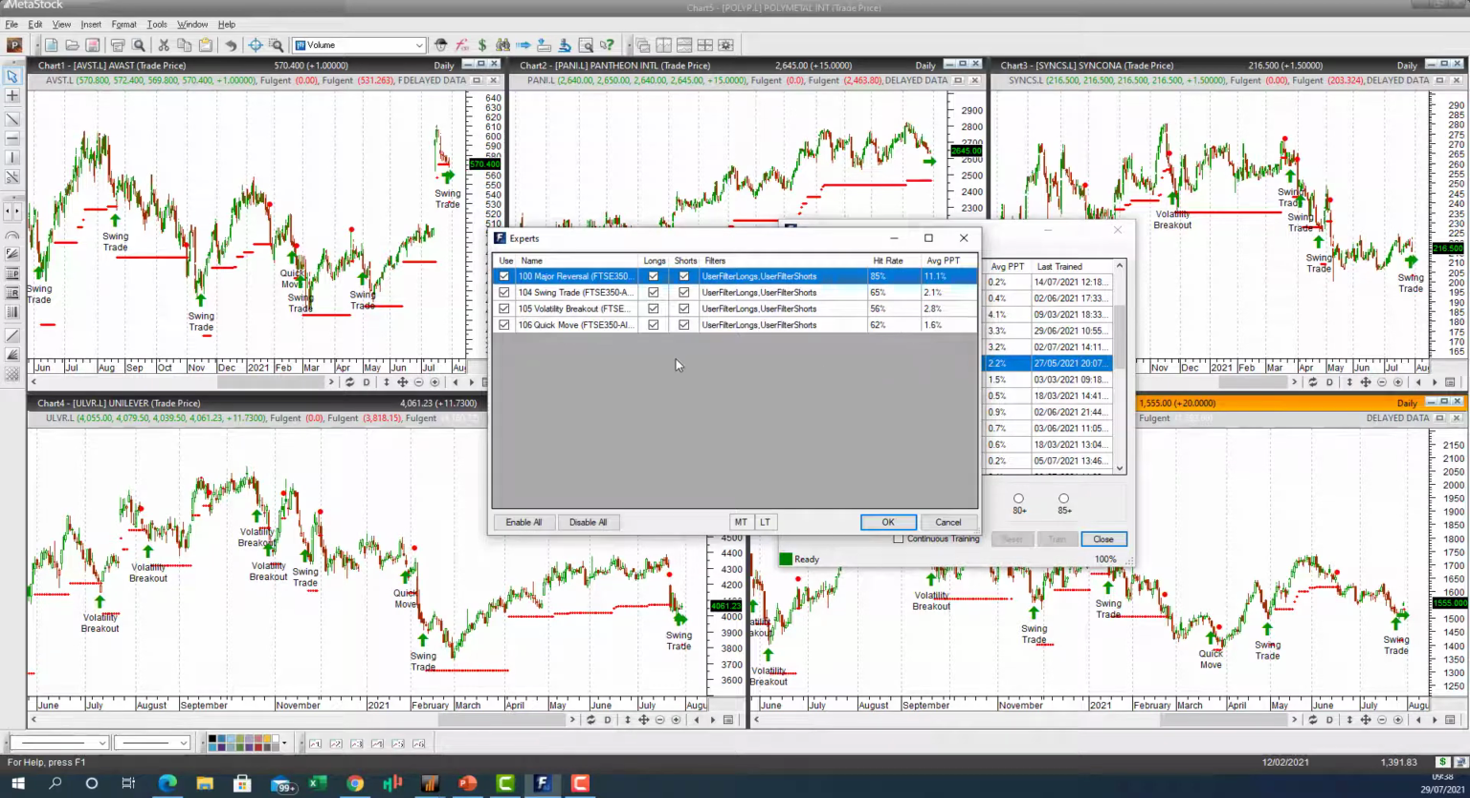Now, if we drill down, we can see the major market reversals have a hit rate of 85% accuracy with an 11% average profit per trade. The swing trade is 65% accurate with 2.1% average profit per trade. The volatility breakout is generally 56% accurate in the testing period with a profit of 2.8%, and the quick 3-day move is 62% accurate with an average profit per trade of 1.6%. So you can see very high profitability statistics as well as very high profits per trade for the FTSE350 stocks using artificial intelligence.